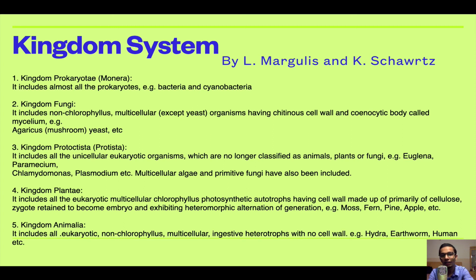It includes all eukaryotic, non-chlorophyllous, multicellular, ingestive heterotrophs. Heterotrophs means the organisms which depend on other organisms, and autotrophs are those organisms which make their own food, and they do not have a cell wall. As you know, kingdom Animalia is not going to have a cell wall because that's us. We are the kings of kingdom Animalia.